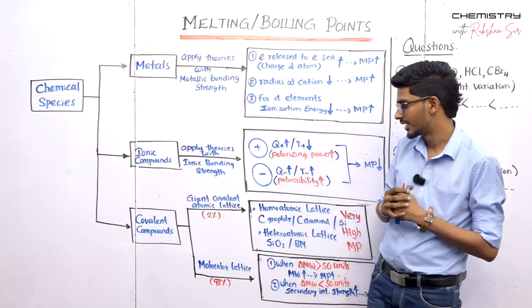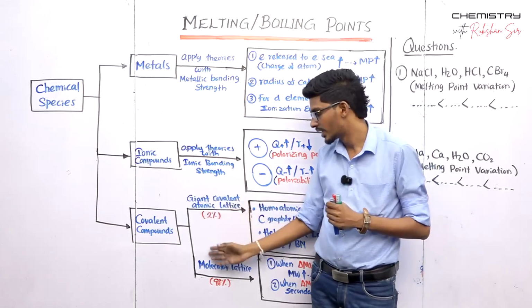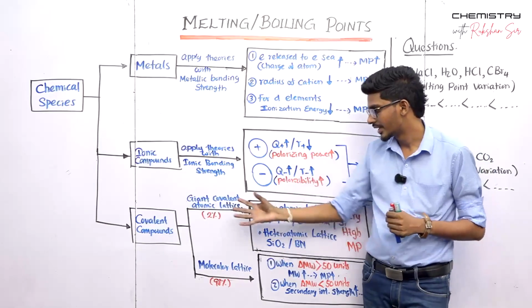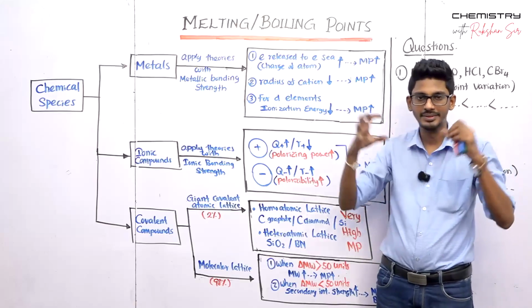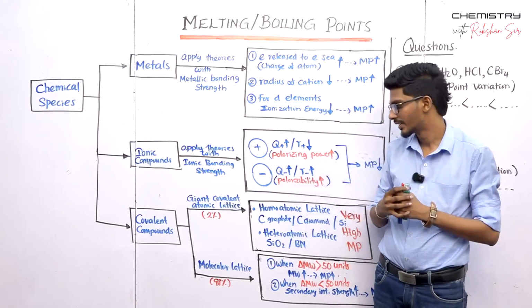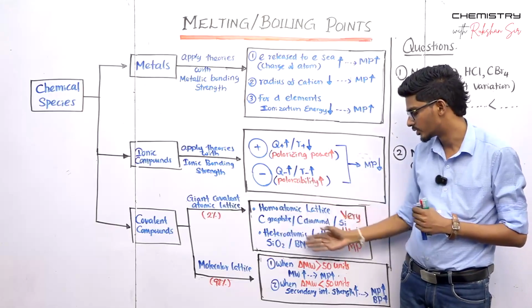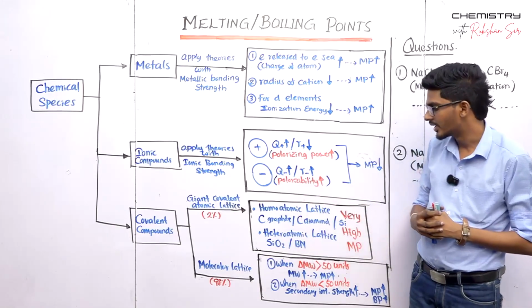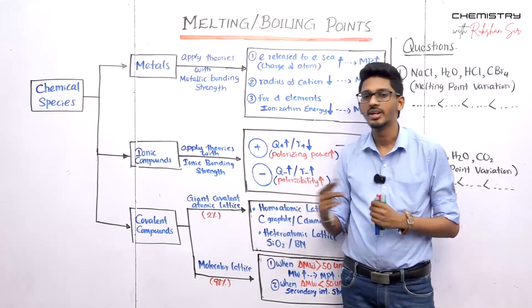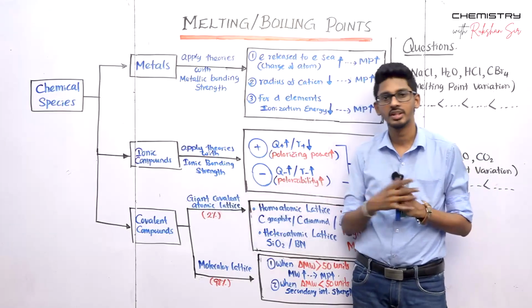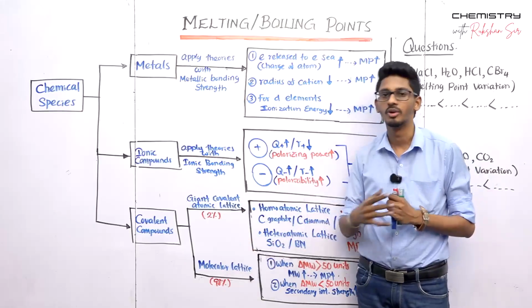For those, we have two kinds of things. We have giant covalent lattices, where atoms are in a network arrangement: the homoatomic lattices and the heteroatomic lattices. And then we come to the molecular lattices. There are two kinds of lattice structures with covalent substances, atomic lattices as well as molecular lattices.